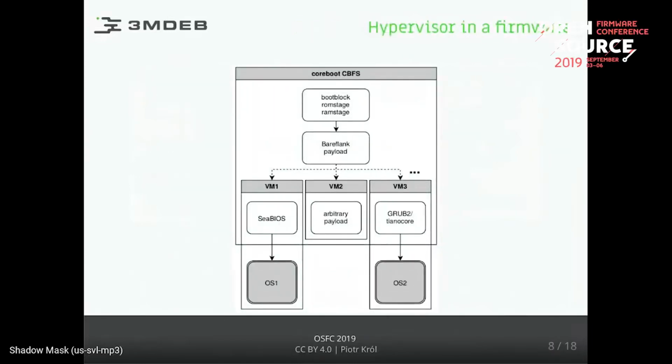So how does it look in firmware? This is what we built. We have CPFS, typical coreboot phases, which are boot block, ROM stage, and RAM stage. And from RAM stage, as a payload, we created a 3mdeb Visor or Bareflank payload, which creates a hypervisor. Then this hypervisor can run various VMs. For example, in one VM, we may have SeaBIOS. In another, we have an arbitrary payload. It can be some RTOS, or we can also use GRUB or a Linux kernel to boot an operating system.